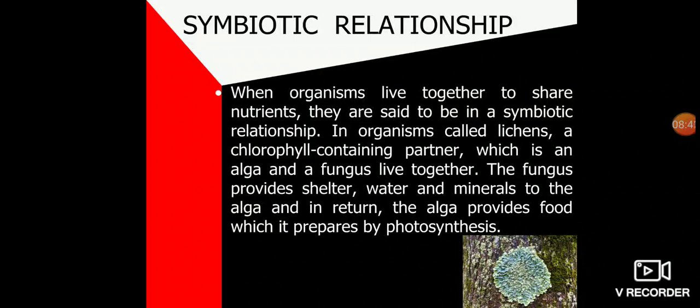In this relationship, two organisms or two plants live together and both are benefited by each other. One example of the symbiotic relationships we can see in lichen, and another is between rhizobium bacteria and leguminous plants. At first, we will learn about the lichen.